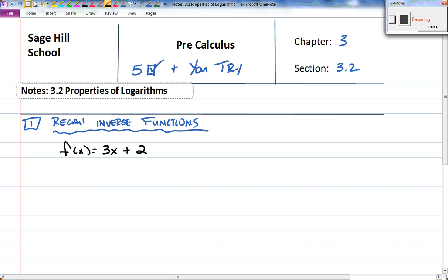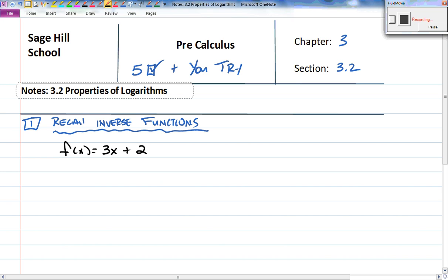So does this linear function 3x plus 2 have a domain? What would it be? Good, all real numbers. Does it have a range? Yeah, what would it be? All real numbers. Yes, very good.